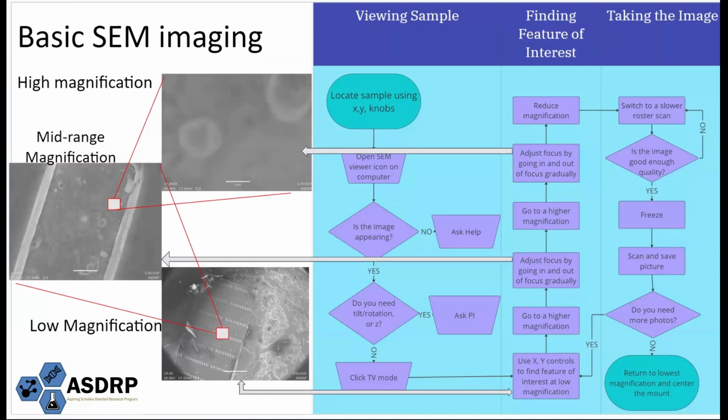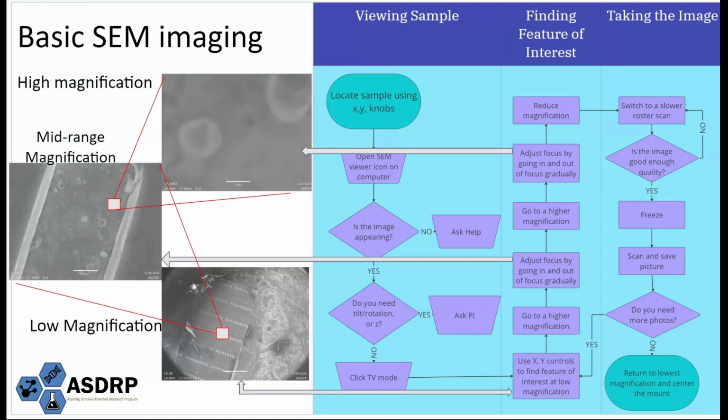The low magnification image is an example of what the sample might look like. Then you want to switch to TV mode since that will allow you to see the image in a more current time. Once you do that, you want to find your feature of interest, then increase magnification. Focus the image by going in and out of focus. Increase magnification, then focus again. And finally, increase the magnification again and adjust the focus and astigmatism.